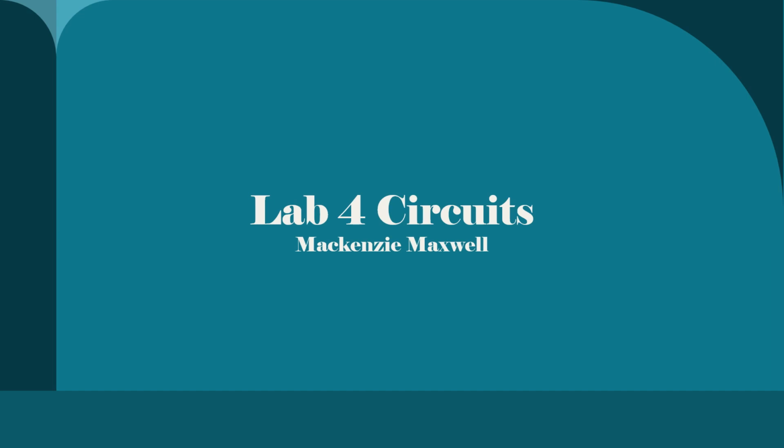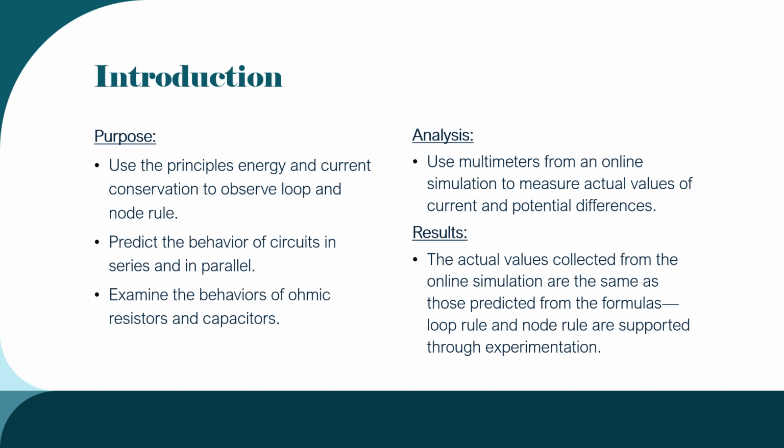My name is Mackenzie Maxwell, and this is my lab for circuits. The purpose of this lab was to use the principles of energy and current conservation to observe the loop and node rule. This was to predict the behavior of circuits in series and in parallel, and to examine the behaviors of ohmic resistors and capacitors.